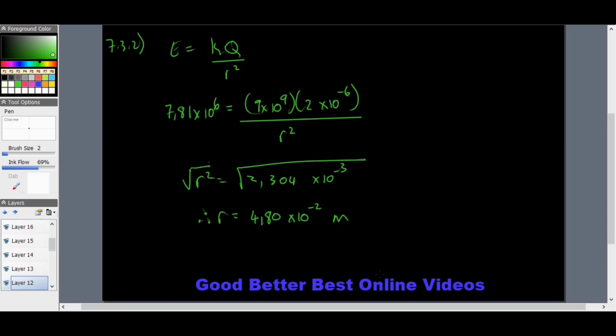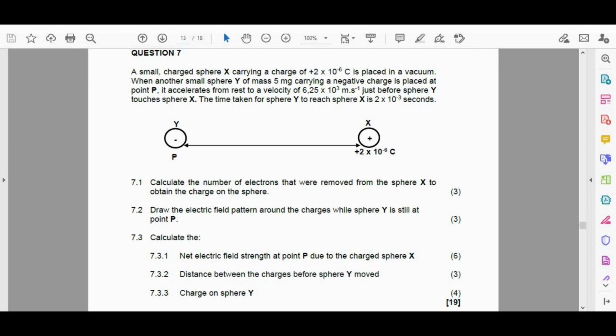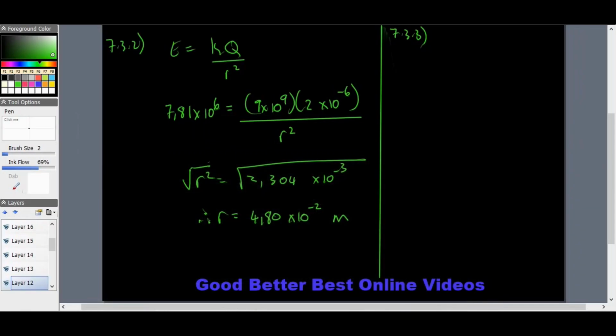Let's do 7.3.3, which was the last one there. The charge on sphere Y. We've got our distance already, so we could just use this, it's only one option. The electrostatic force is equal to K, Q1, Q2, all over R squared. We've got our R already, so we're just going to square that again.